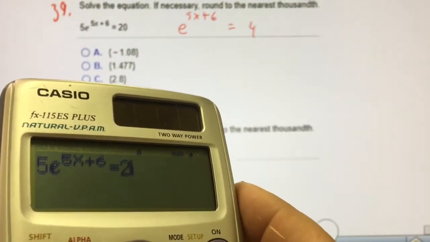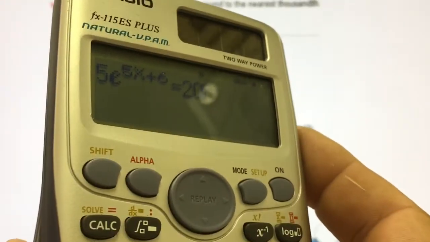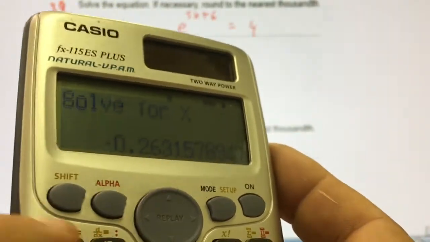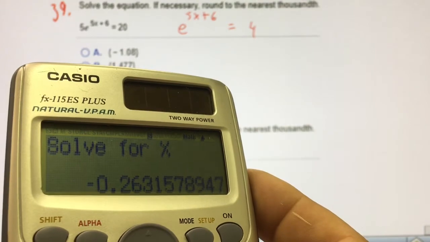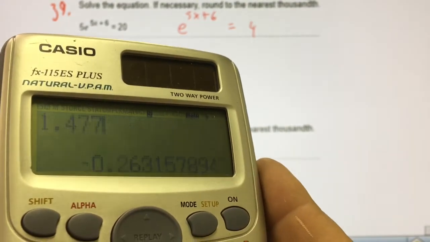20. I have a couple of guesses there, and 2 of them are negative, 2 of them are positive. So I'm not going to hit equals. I'm going to hit shift solve, and now it's going to ask me to guess. So I'm going to guess at 1.477. Let's see what happens.